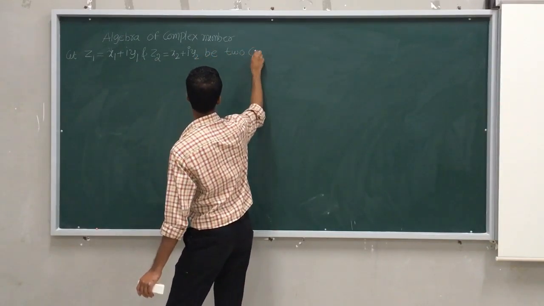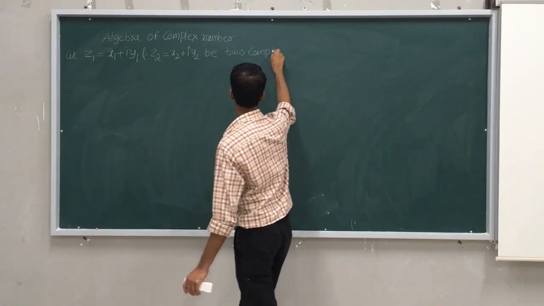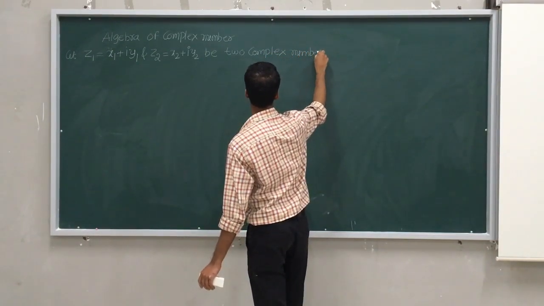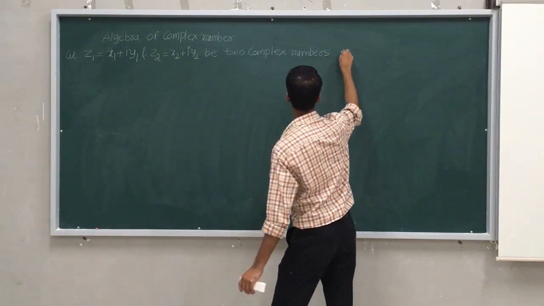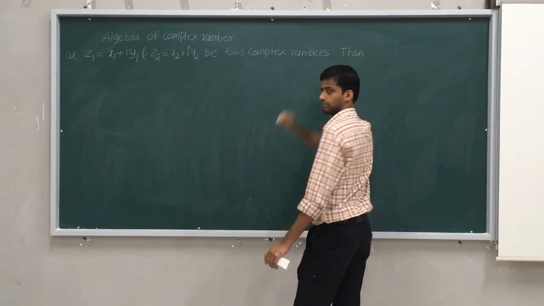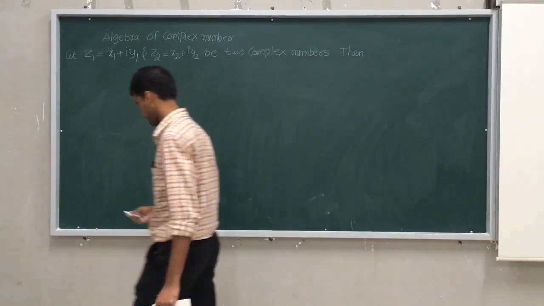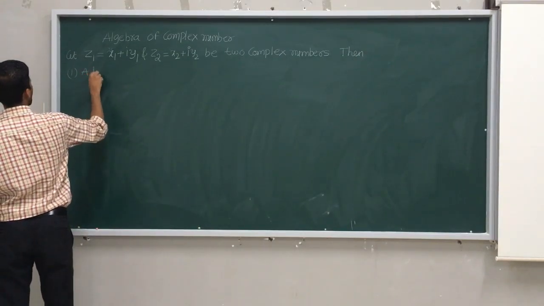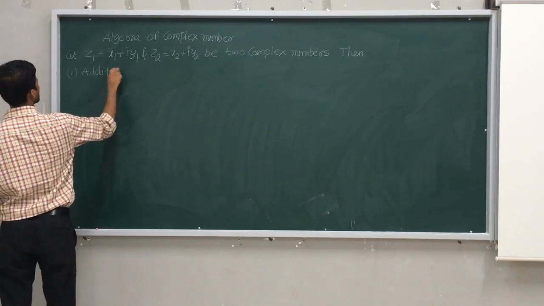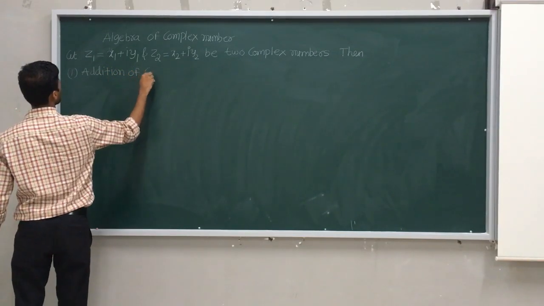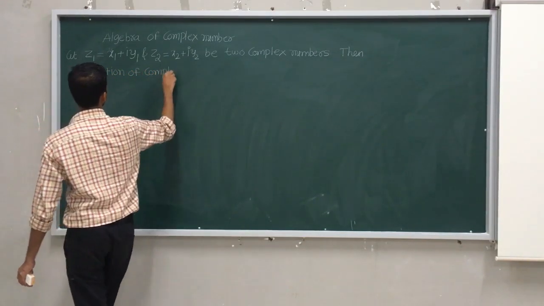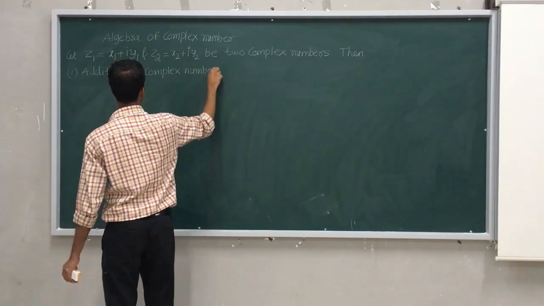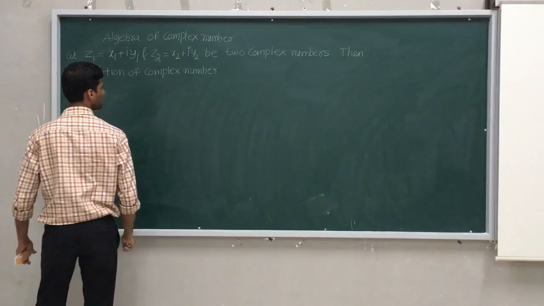be two complex numbers. Then, okay, first one, addition of complex numbers. Addition of complex numbers. Okay.